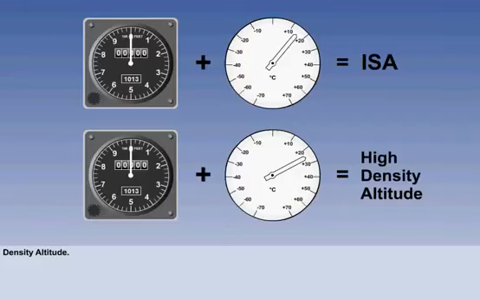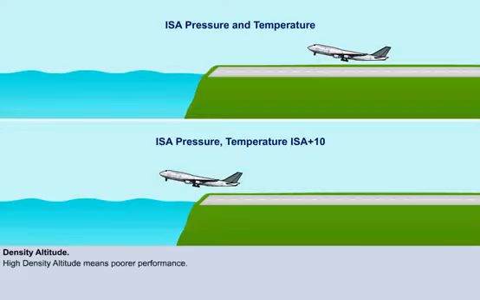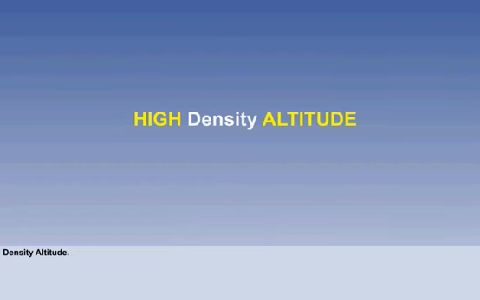The density would be that which would exist at a higher altitude, and would be referred to as a high density altitude. In practical terms, this means that the aircraft would need a higher TAS for a given dynamic pressure, and thence a longer takeoff run to achieve the necessary rotate IAS. To remember what a high density altitude means, just think of it as high density altitude.